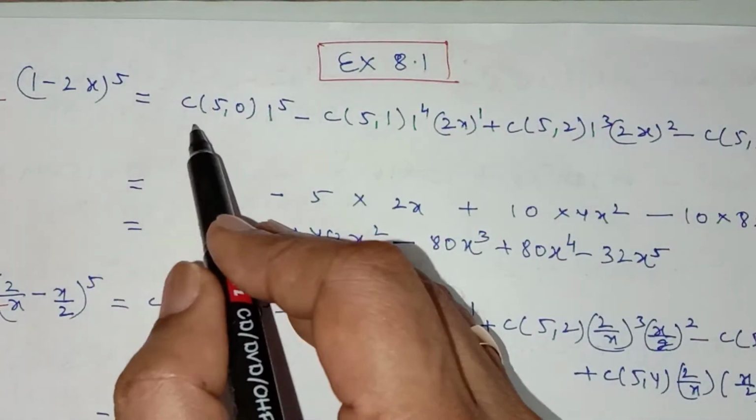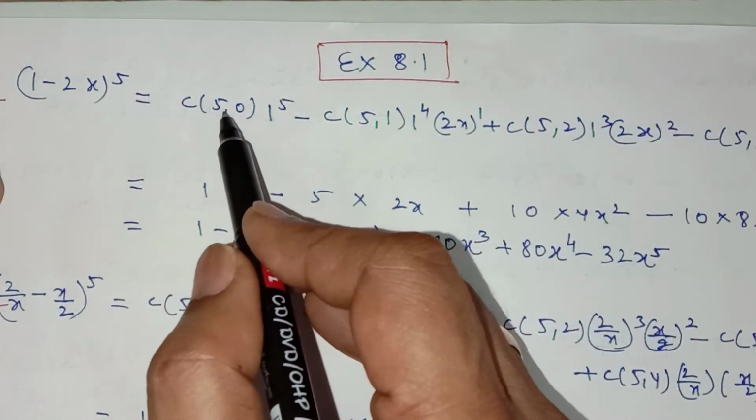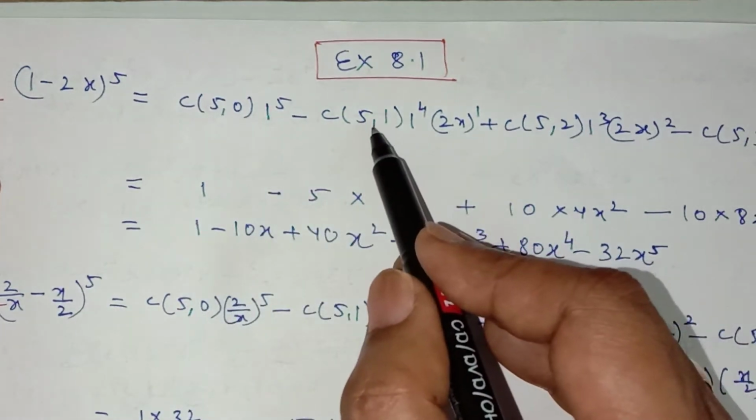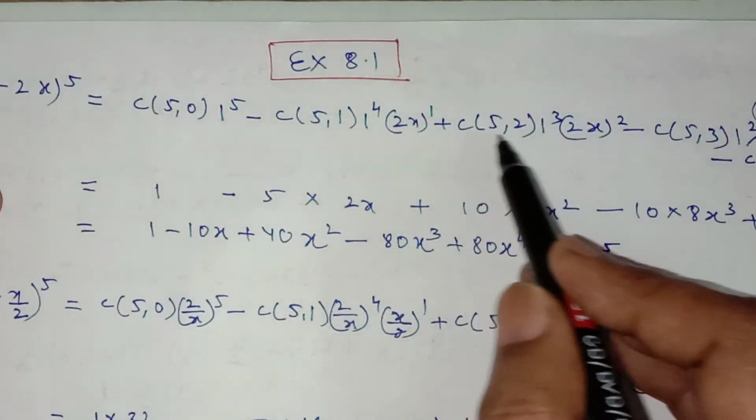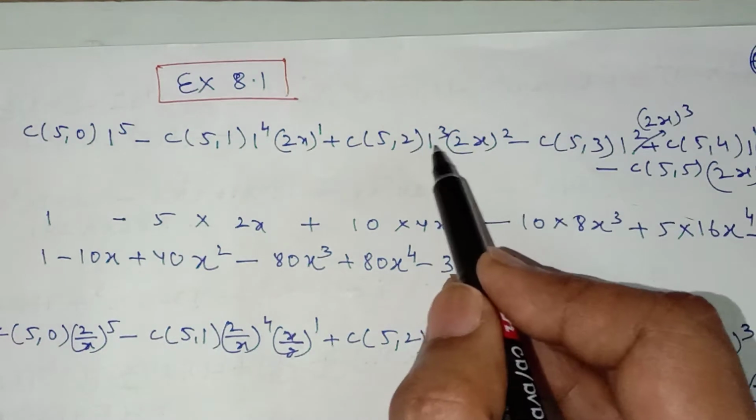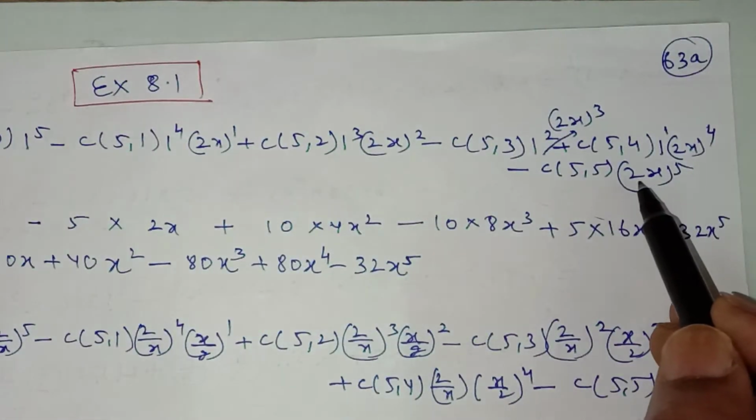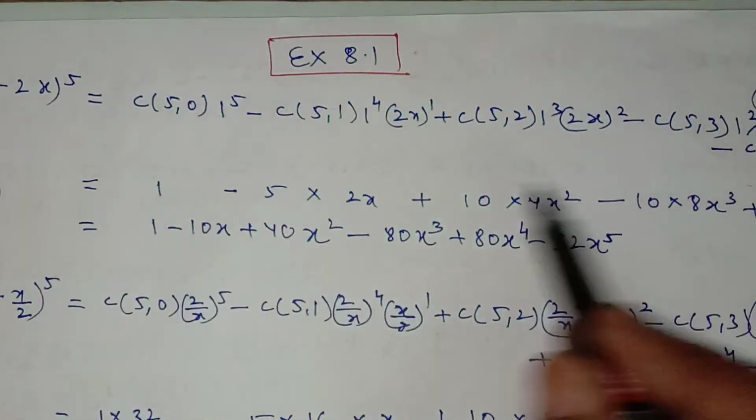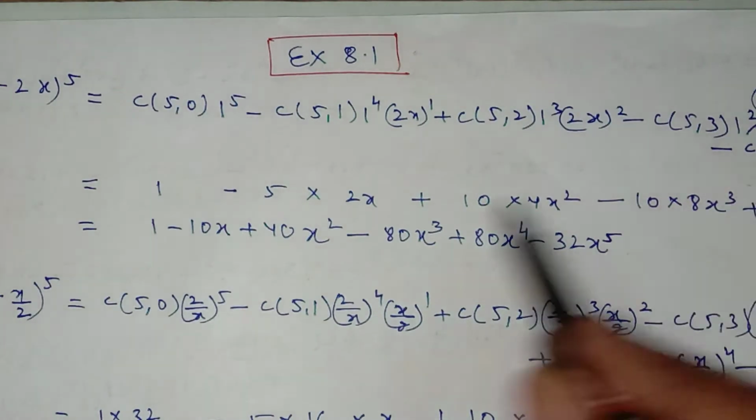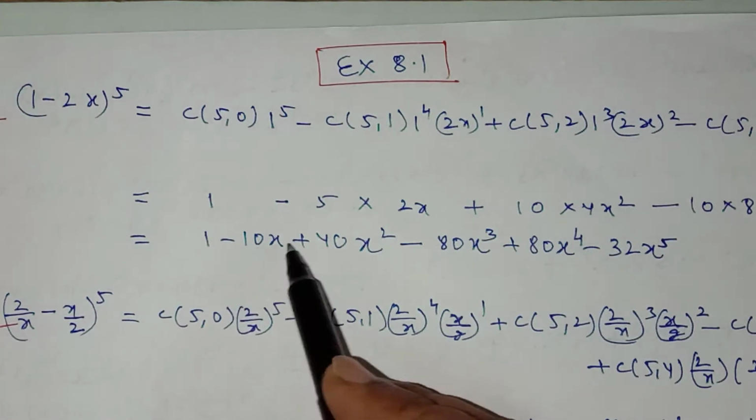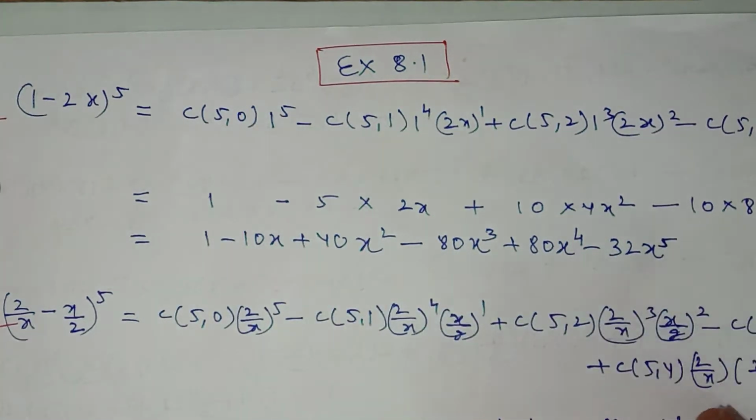Now you know how to find the combination of 5, 0. You know the formula: 5 factorial upon 0 factorial into 5 factorial. Expand these powers: it is 8x cube, it is 4x square, and 32x raised to power 5, and the combination of 5, 5 is 1. So when you expand these combinations and solve these powers of the terms, you will get this expansion for (1 - 2x) raised to power 5. There will be 6 terms.